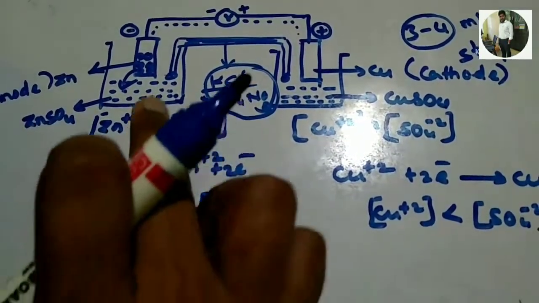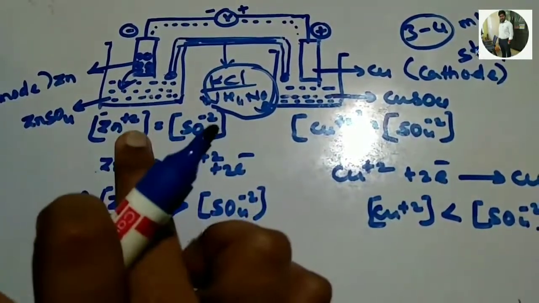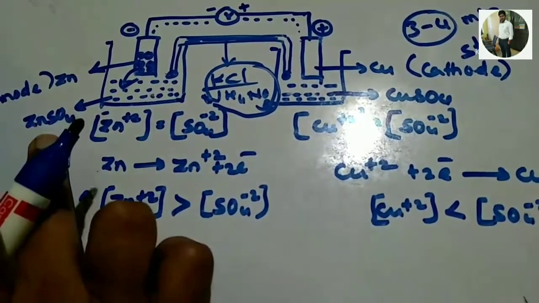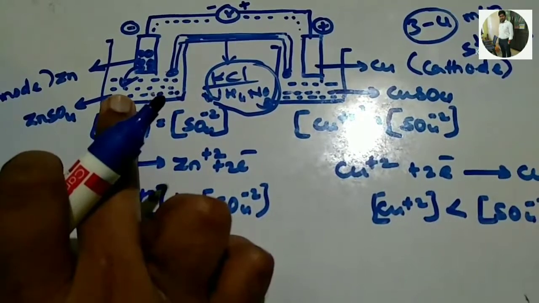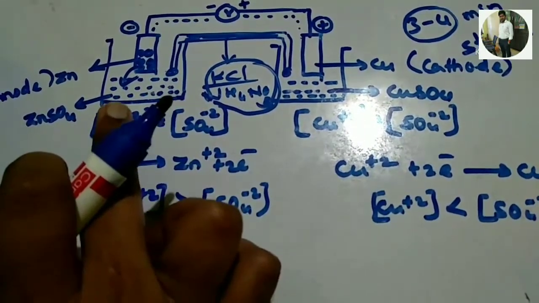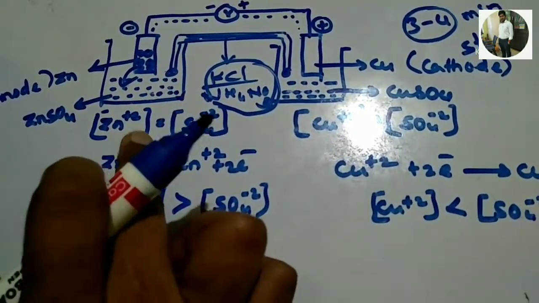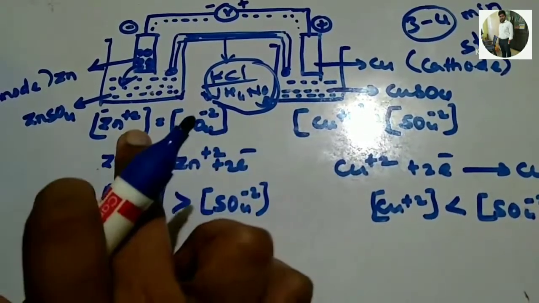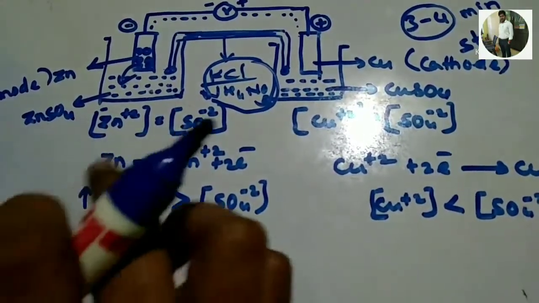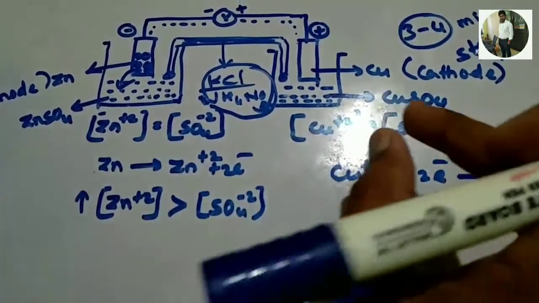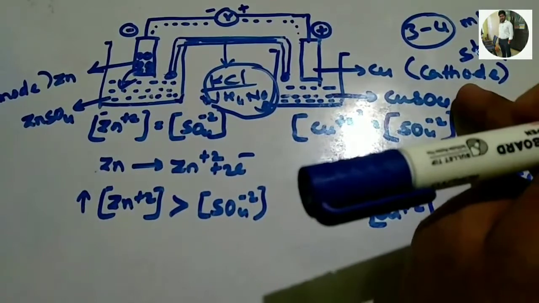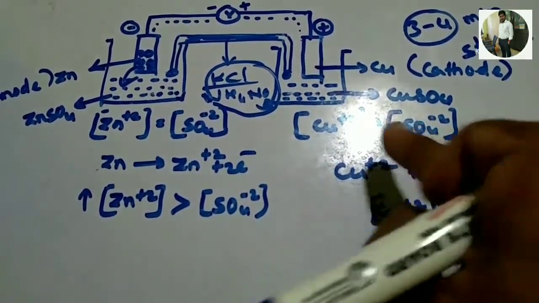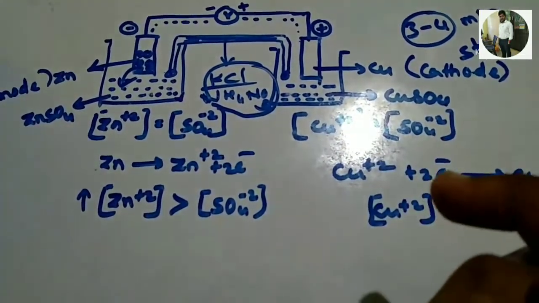So at the beginning, in the zinc sulfate solution, the Zn+2 ions and SO4 minus 2 ions are both there. Zinc sulfate is an electrolyte. Electrolyte means a compound which will be dissociated into its constituent ions. Zinc sulfate means Zn+2 ions are there and SO4 minus 2 ions are there, both equal in number. I am telling this at the beginning. CuSO4 is also an electrolyte. Cu+2 ions are there and SO4 minus 2 ions are there, both equal in number.